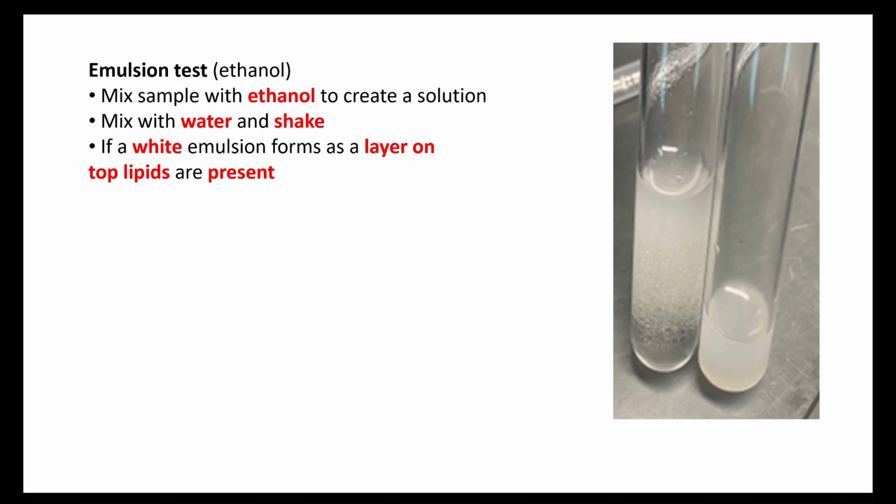So how do we know if there are lipids present? What we need to do is what's called an emulsion test. The emulsion test is where you mix a sample with ethanol to create a solution. You then mix that with water and give it a shake. Because of the hydrophobic interaction, you will end up with a white emulsion forming. That creates a layer on the top, and that layer is white in color, which indicates that lipids are present.